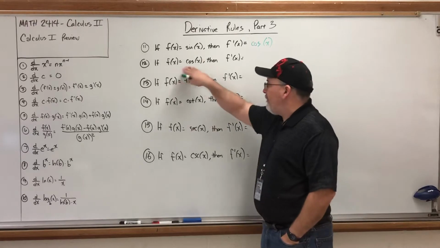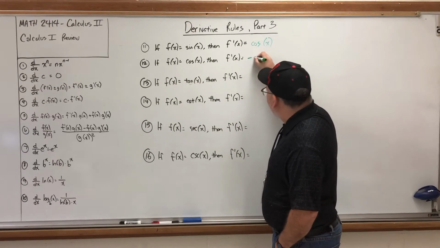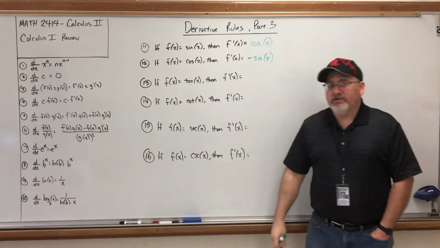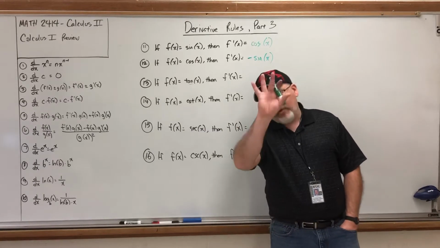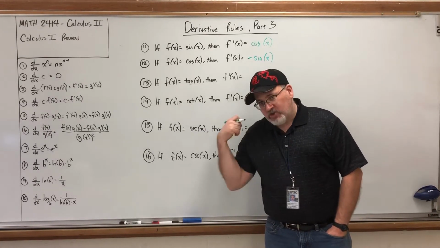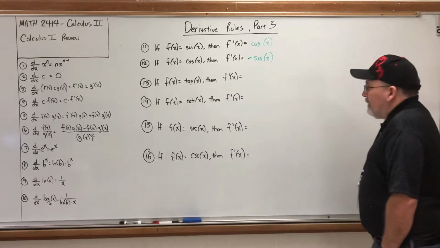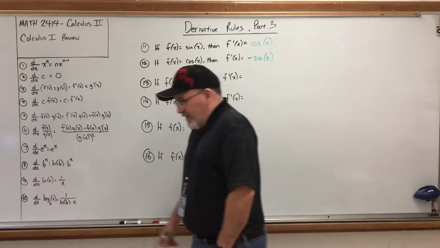Number 12, if f of x equals cosine of x, then f prime of x is equal to negative sine of x. The most common mistake people make here is remembering which one is positive and which one is negative. By the time I get to the end of this list, I'll show you a really easy way to remember which derivatives are positive and which derivatives are negative. Number 13, if f of x equals tangent of x, then f prime of x equals.